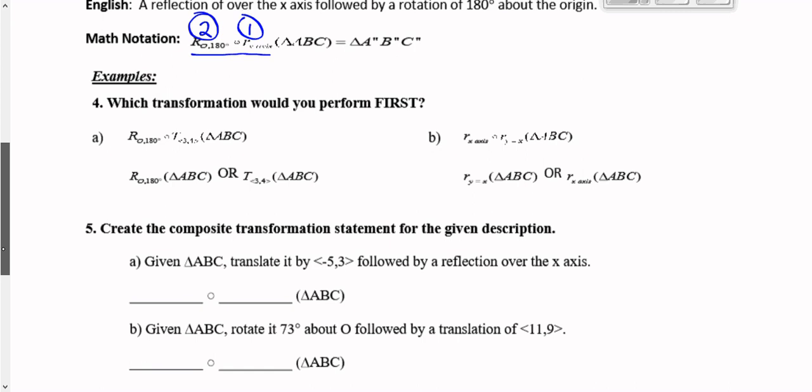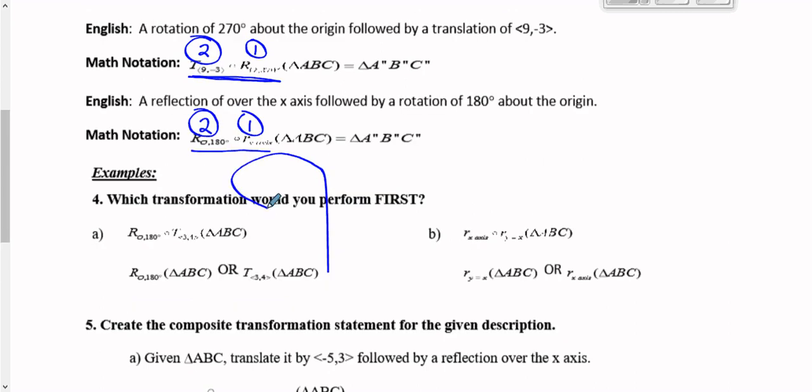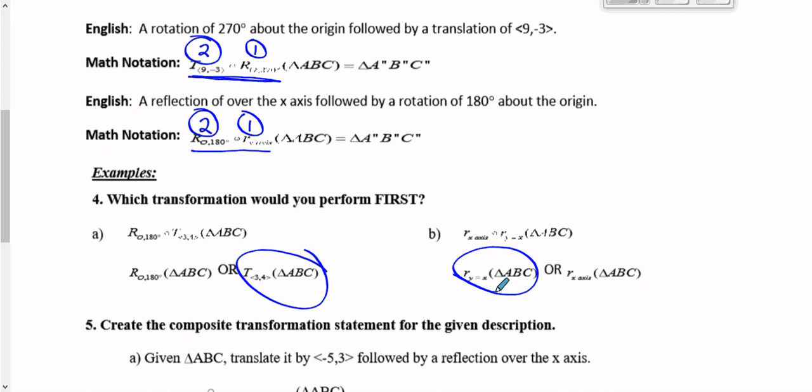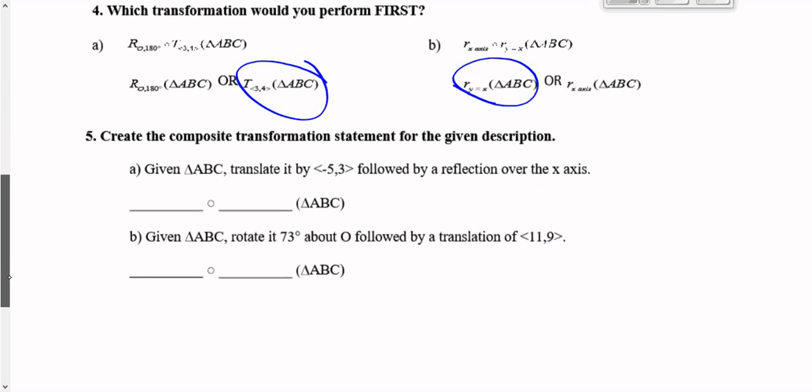Which one are we doing first in A? That one. Yep, that always happens first. And then in B, which one are we going to do first? That reflection, right? Which one? The reflection in y equals x. There we go. Okay, so let's see if we can go the other way now.